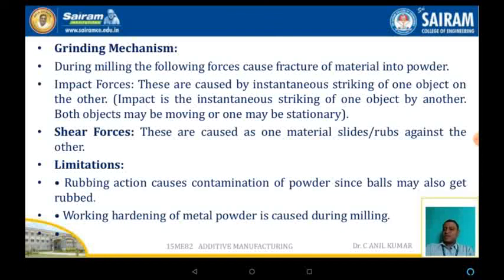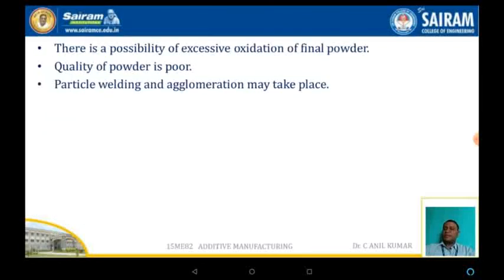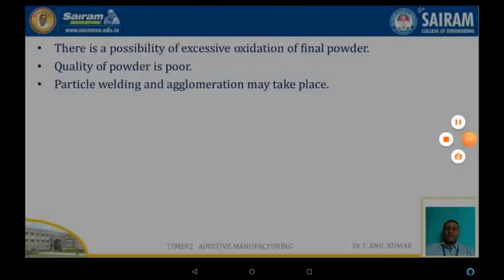The limitation of this mechanism is that the rubbing action causes contamination of the metallic powder, and the ball may also get rubbed. Work hardening of the metal powder occurs during the milling. There is a possibility of excessive oxidation of the final powder. The quality of the powder is poor. Partial welding and agglomeration may take place in this process.